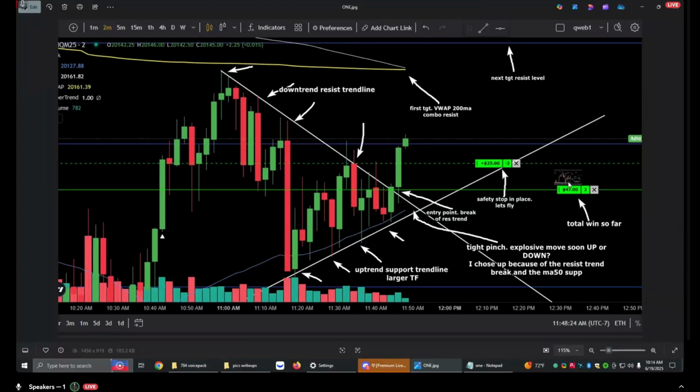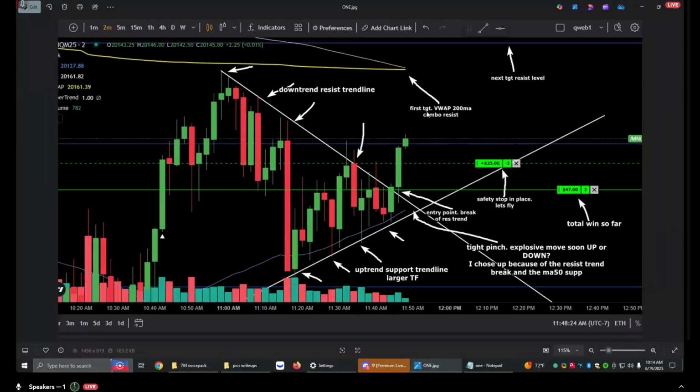If it kicks me out and the setup is still valid, I can consider re-entering. But I prioritize safety first. I don't want to see a green trade go red. So yeah, I can just move this up a little bit, and then once it gives me more breathing room, I can follow it. And that's what this is. My safety stop is in place. Let's see if this thing can take off.